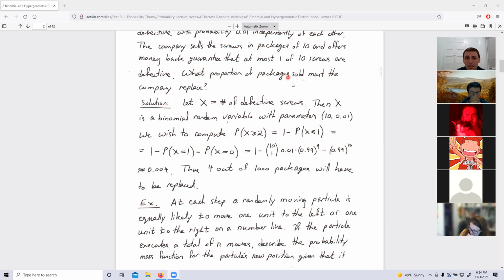So what do we get? We get 1 minus this minus that, and those are the probabilities. So it's 1 minus 10 choose 1 times this number, minus the probability of 0 defective screws. 0 means that first screw is not defective, it's 0.99, second not defective times 0.99, and so on until the power of 10. And when you simplify it, maybe using a calculator, you get 4 out of 1,000 packages will have to be replaced. So for every 1,000 packages that they sell, the company has to replace 4.